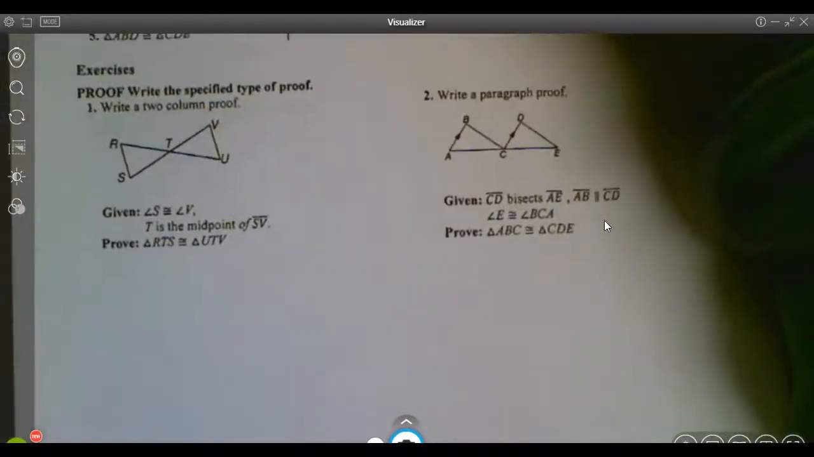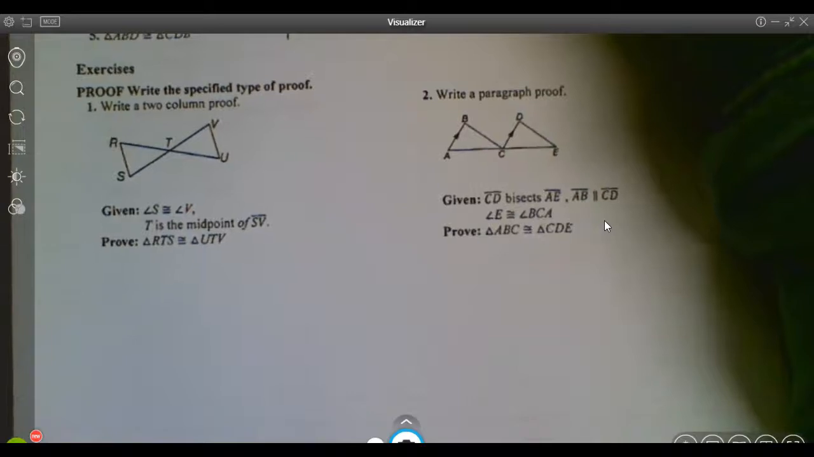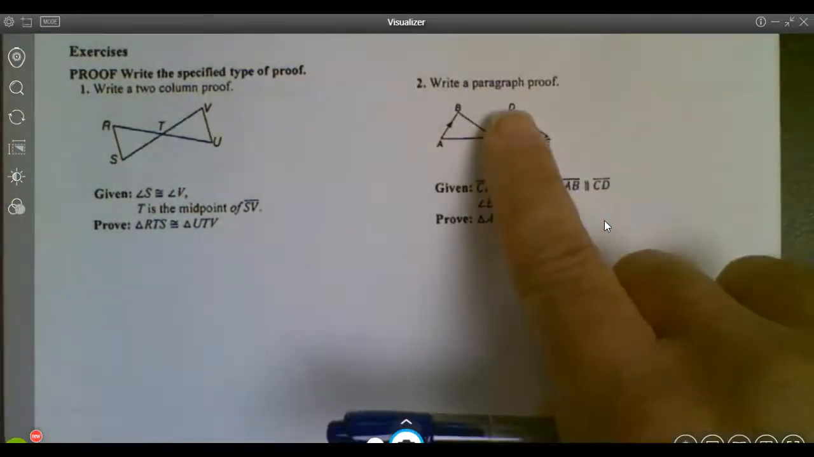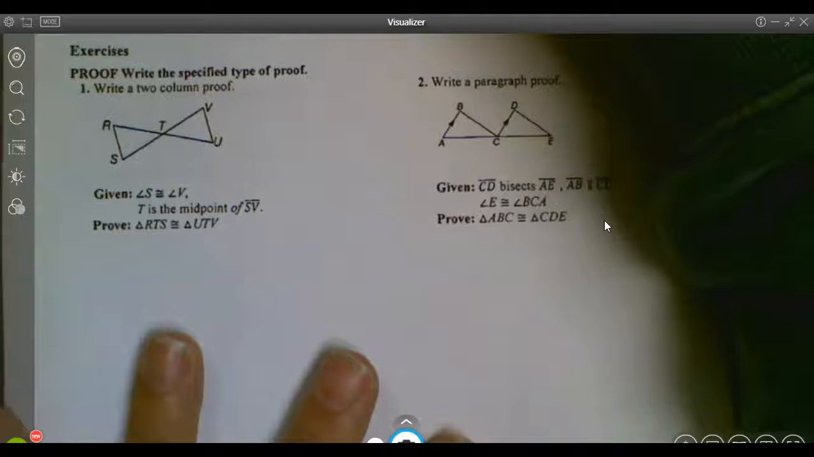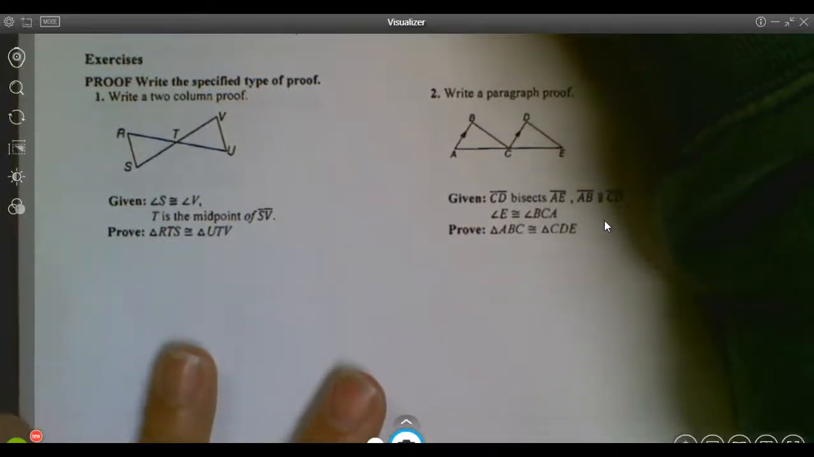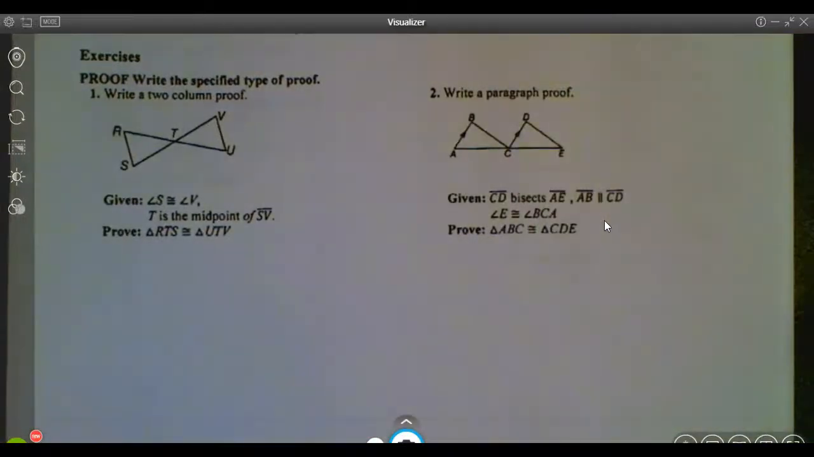Guys, we are not doing paragraph proofs. We are doing two-column proofs. So anytime they say write a paragraph proof, we are not going to do it that way. We are going to do two-column proofs. So if you run into questions within your textbook that say write a paragraph proof, write it as a two-column proof instead. Right? That's what we're doing on these.